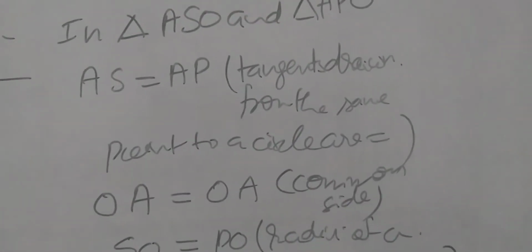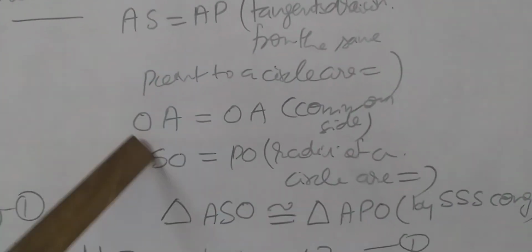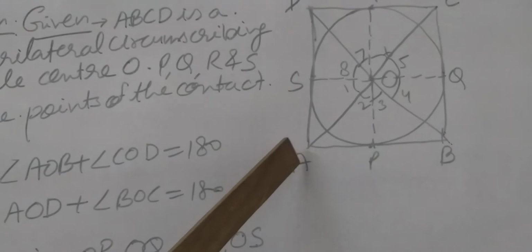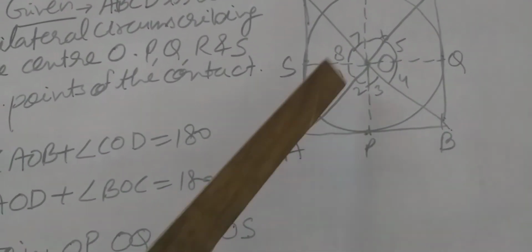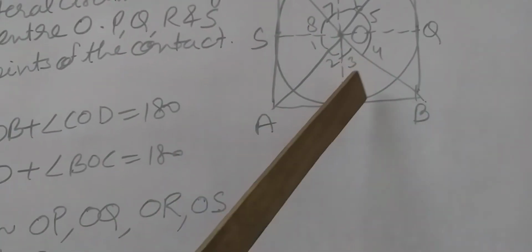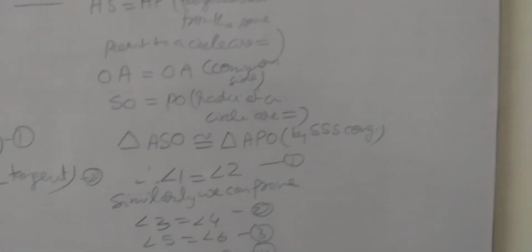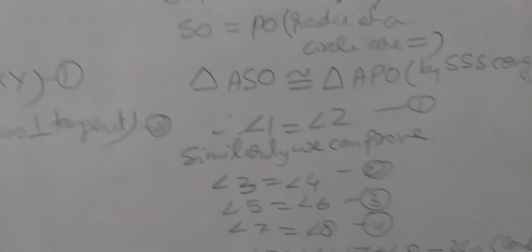Correct students? So all three sides are equal. So triangle ASO is congruent to triangle APO by SSS congruency. Therefore, we can write angle 1 equals angle 2 by CPCT, corresponding parts of congruent triangles.